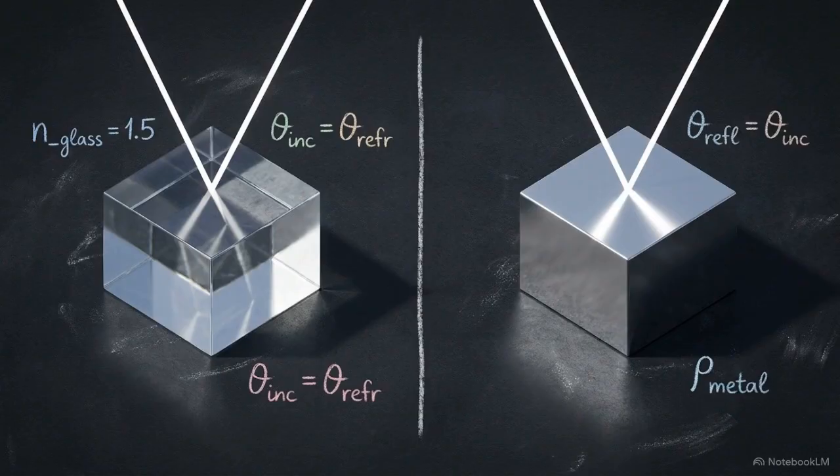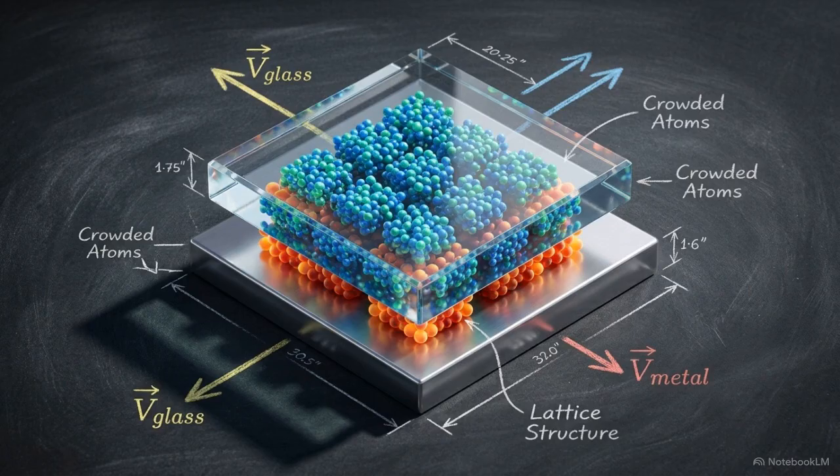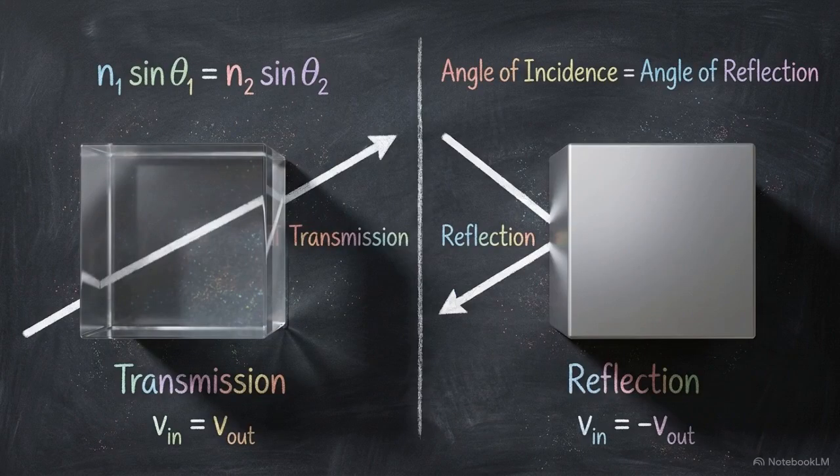This leads to a fundamental question. Why do materials with similar electron densities react so differently? A clear glass window and a silver mirror are both dense with electrons, all interacting with the same incoming light. Glass transmits 96% of that light, while metal reflects nearly 100% of it.